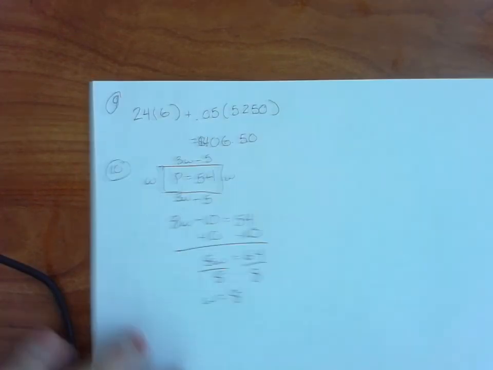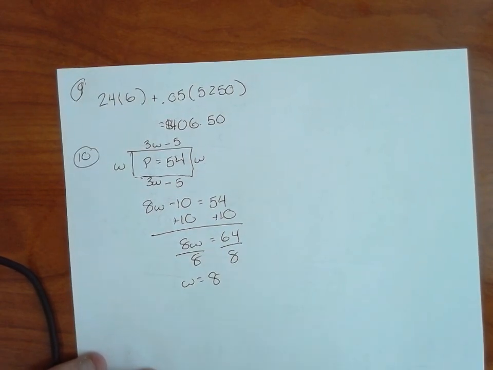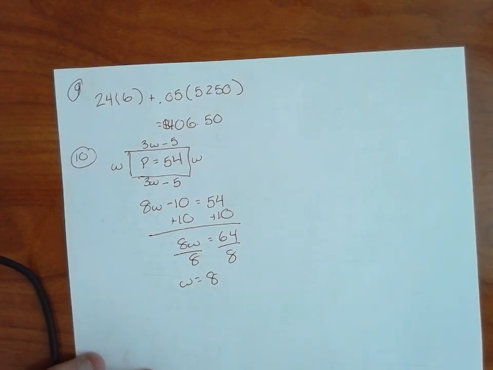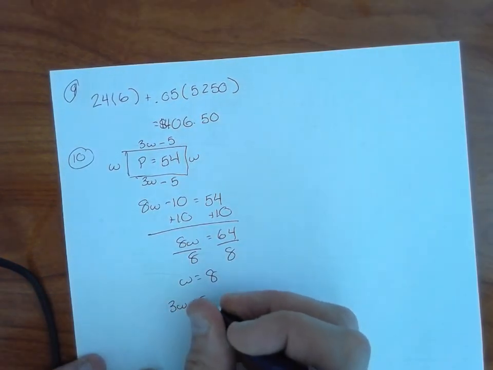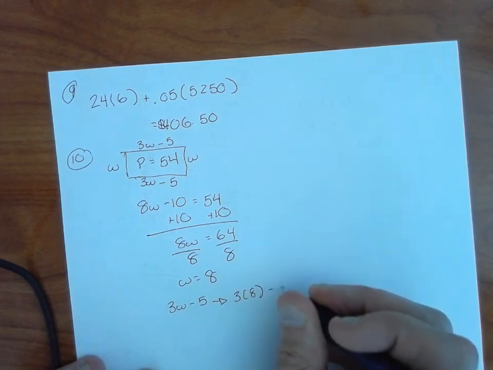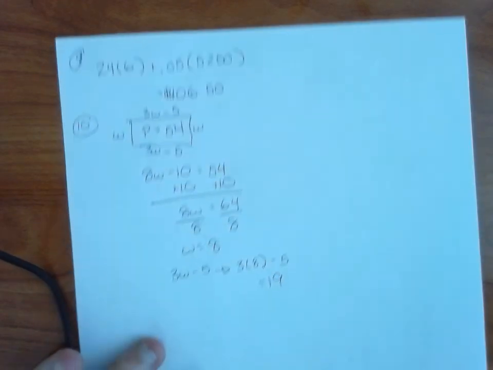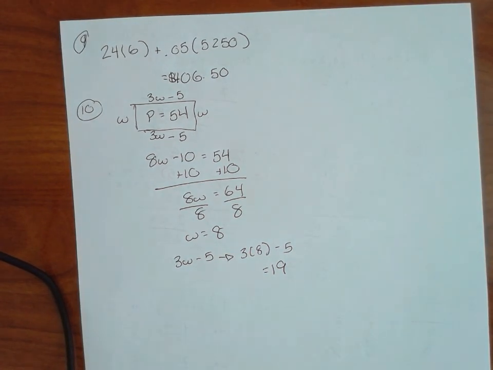Now, this is the big thing you have to pay attention to. 8 is not my answer. 8 is the width. The question wants you to find the length. So if the length is 3W minus 5, 3 times 8 minus 5 is 19. Again, guys, it's important to answer the question at hand. Always answer the question that they're asking.